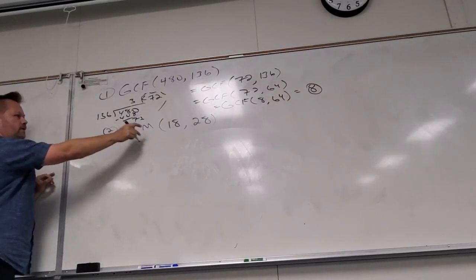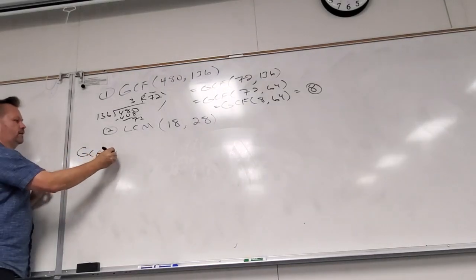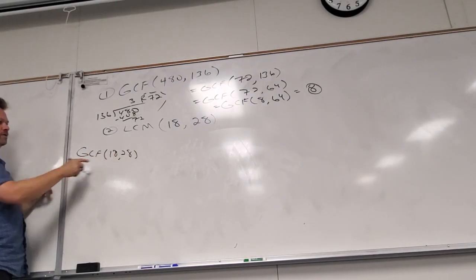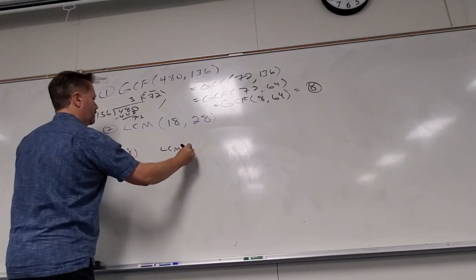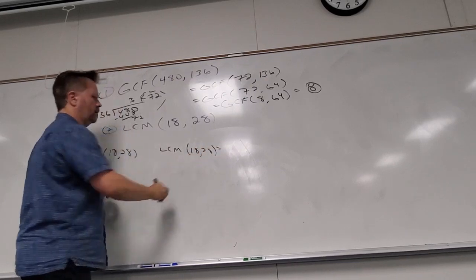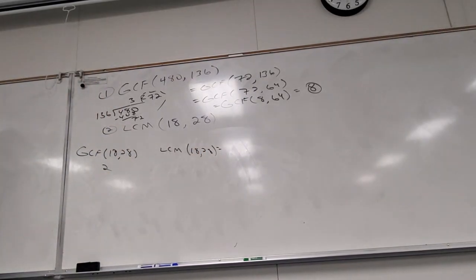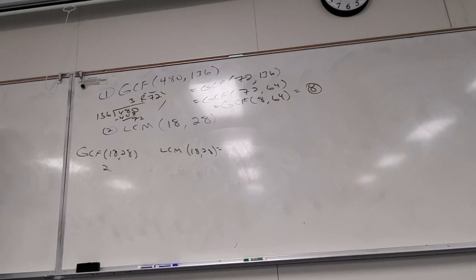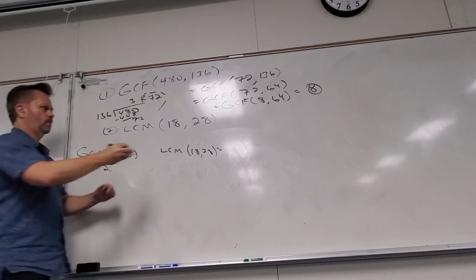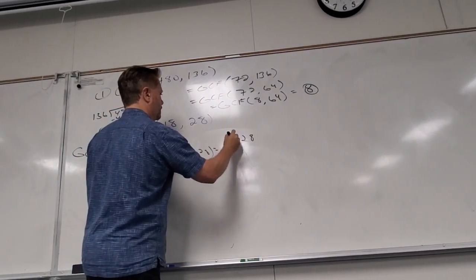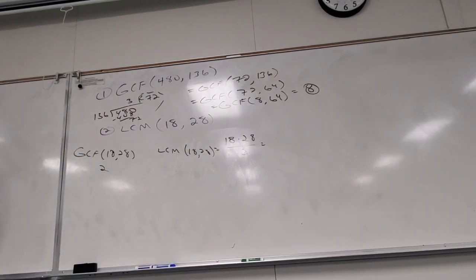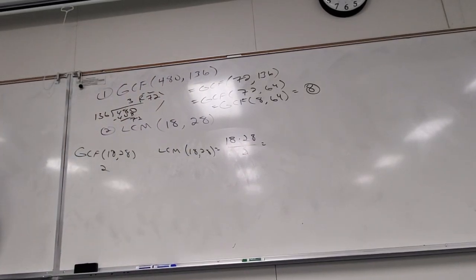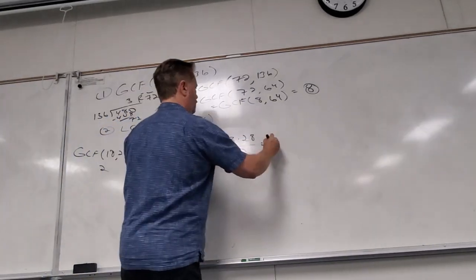So what is the GCF of 18 and 28? They're relatively small numbers, so 2. Therefore, the LCM of 18 and 28 has to be, I don't know if you guys remember this, but it's got to be 18 times 28 divided by 2. And again, last time we talked about why this makes sense. What is it? 252. All right.